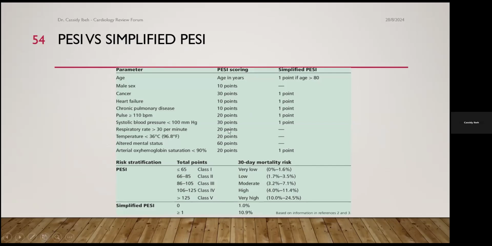Using the PESI scoring for risk stratification, if it's less than 65, it can be regarded as class 1, and that has a very low 30-day mortality risk. If it's between 66 and 85, it's a class 2, also with a low 30-day mortality risk. If it's more than 125, then it's a class 4 with a very high 30-day mortality risk. Then the five Pulmonary Embolism Severity Index classes are shown below, with their relation to 30-day mortality risk.